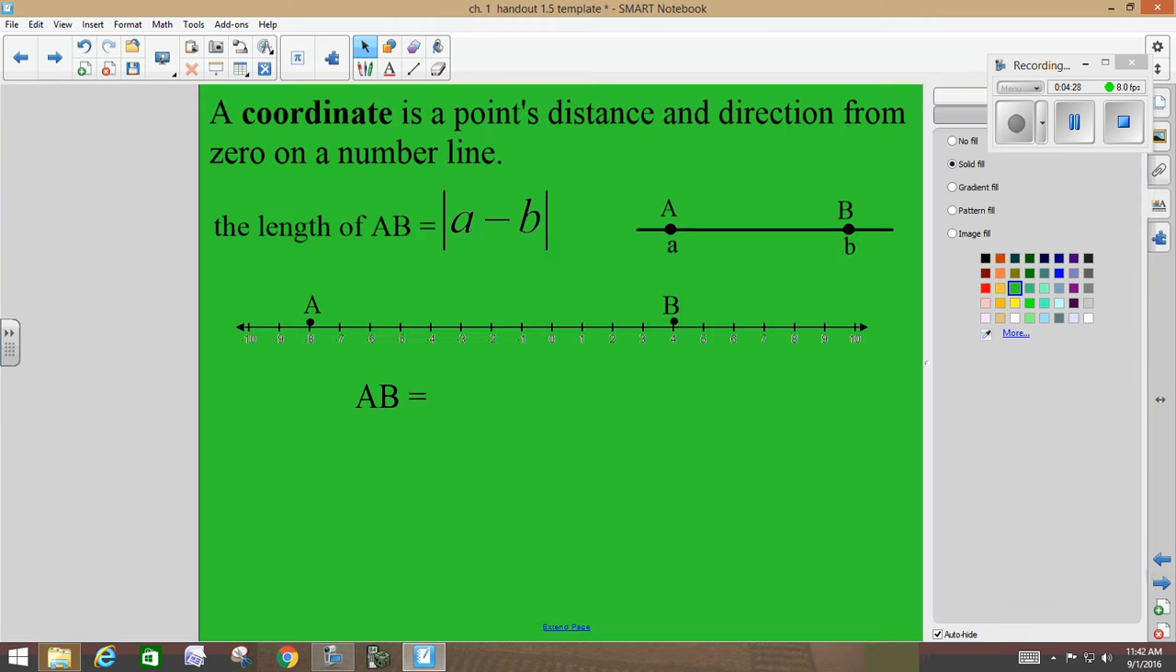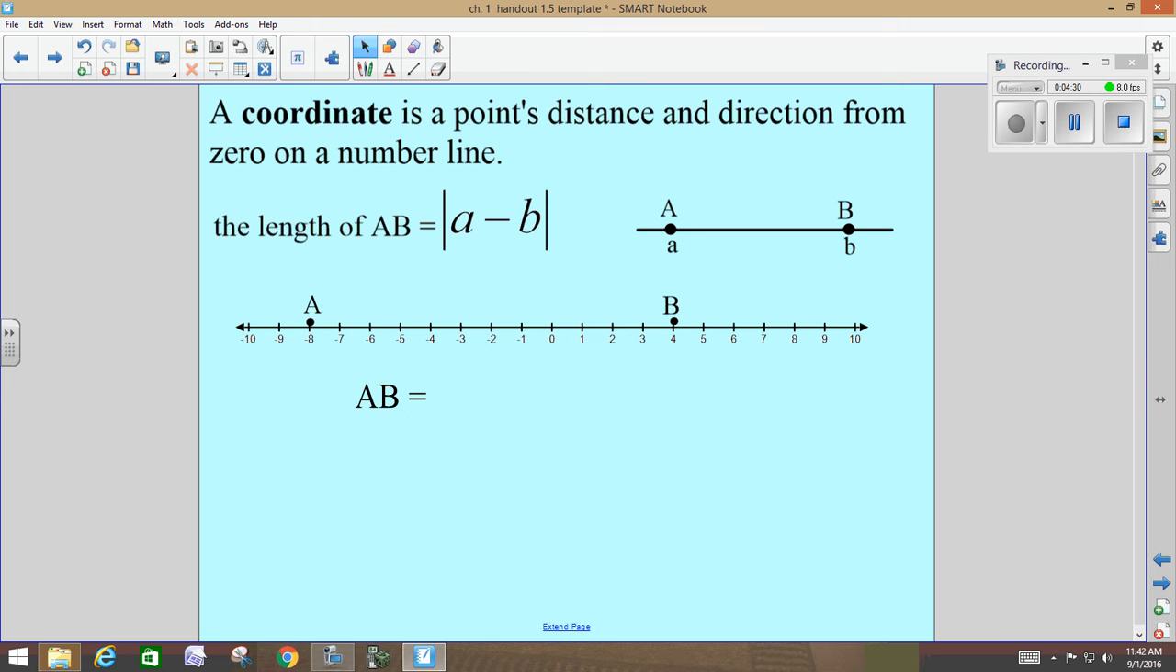Next vocab word. A coordinate is a point's distance and direction from 0. A coordinate tells a point's distance and direction from 0 on a number line.